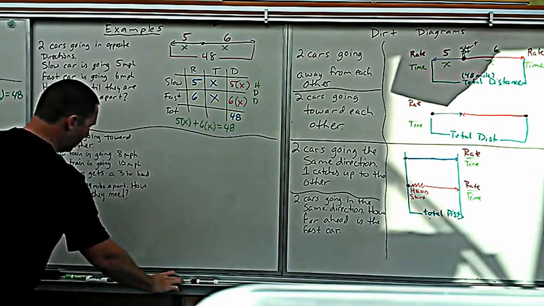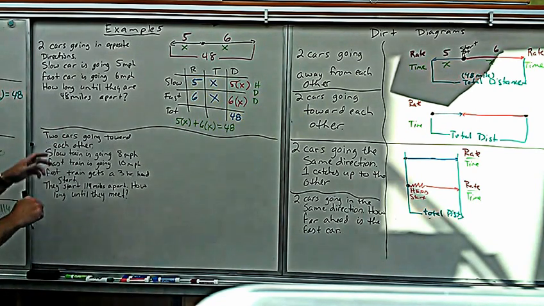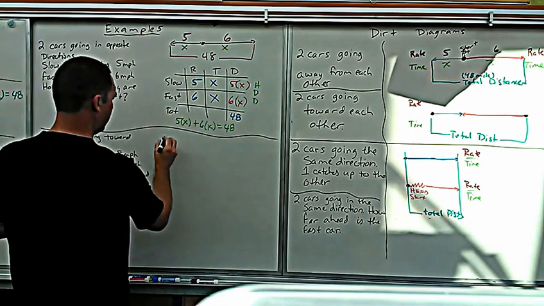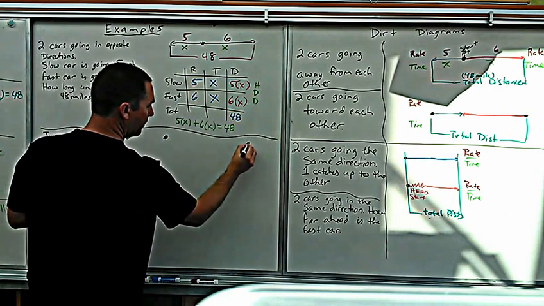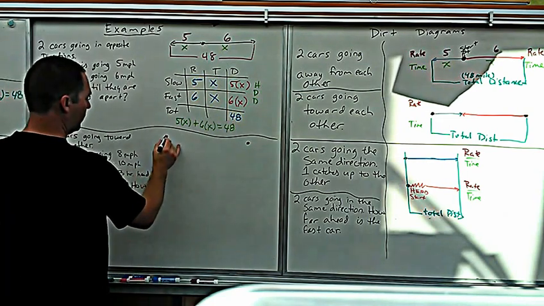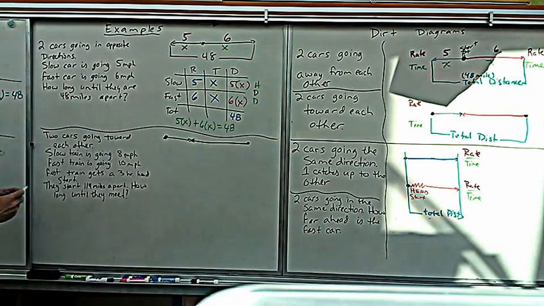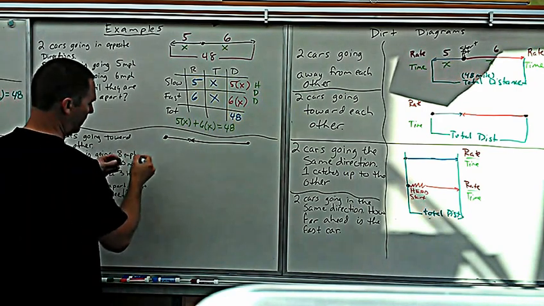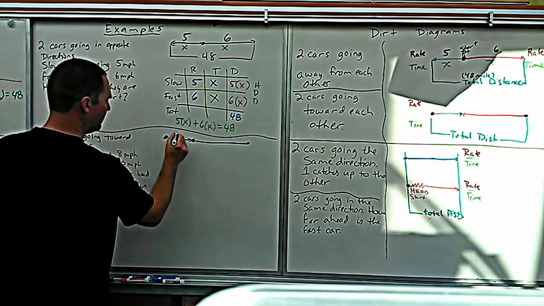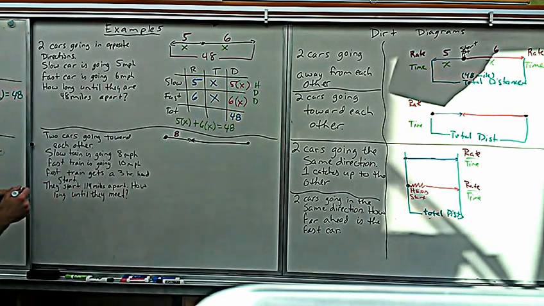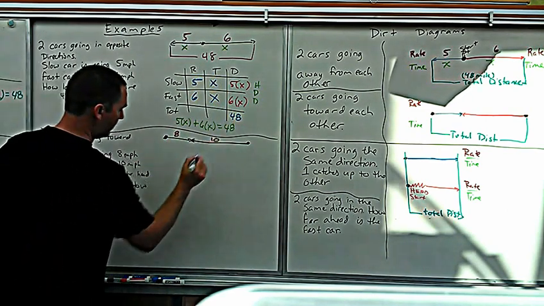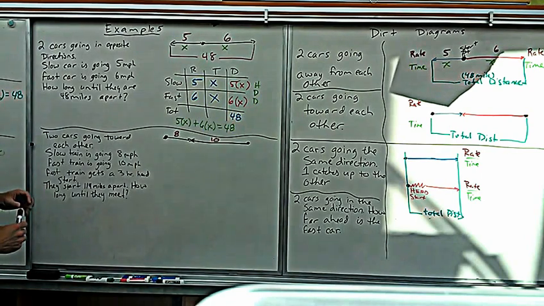Okay, we're going to do one more here. Two cars going towards each other. So I have one car there, one car there, a slow one and a fast one, like that. The slow car is going 8 miles per hour. So here is 8 right there. And the fast one is going 10. So there's my 10. And the fast train gets a 3-hour head start. They are 114 miles apart.